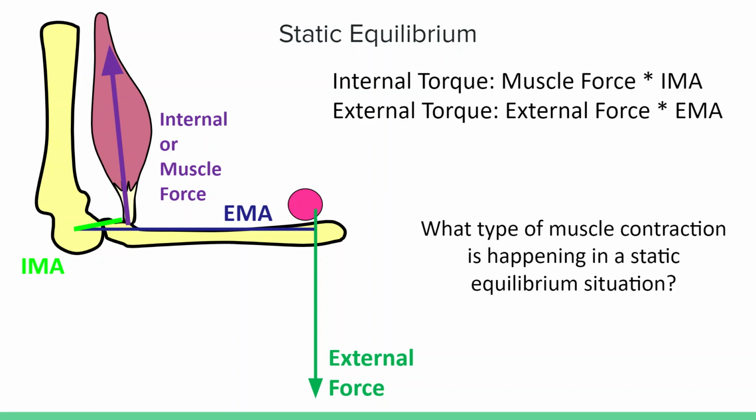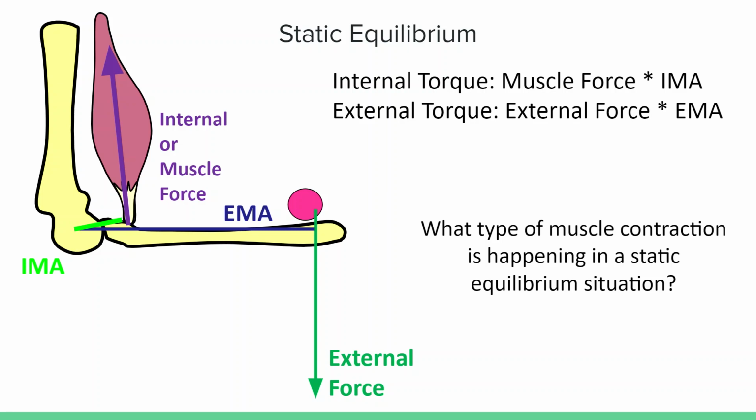And static equilibrium merges the concept of internal torque, which is muscle force times the IMA, or the internal moment arm, and external torque, which is the external force, or whatever we're lifting, times the external moment arm. And in static equilibrium, internal torque is equal to external torque.